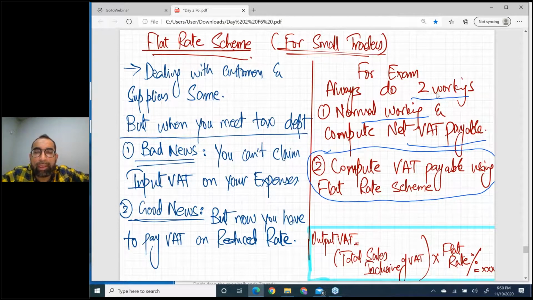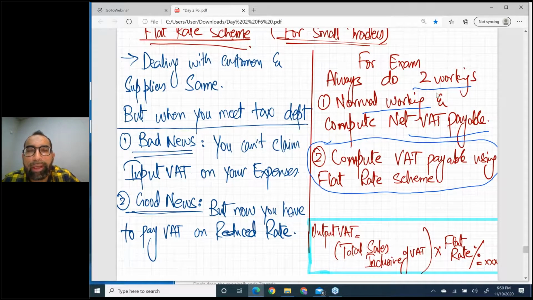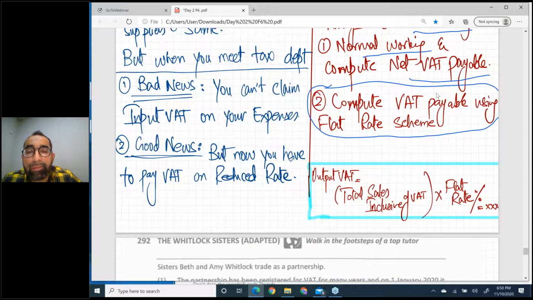Now the question is, sir, how to calculate VAT payable using the flat rate scheme? This is the key area. In the flat rate scheme, there is no input VAT recovery. I just told you the bad news. Bye bye to input VAT, and there is only output VAT. But please, very strict words, I have to use now.